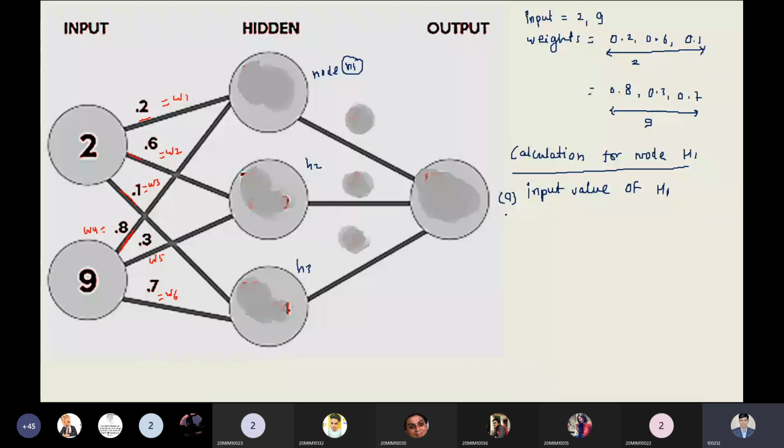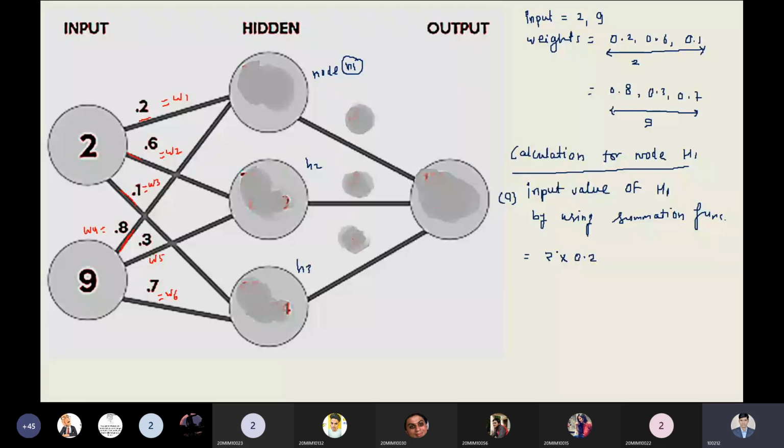Can anyone tell me right now how to calculate the input value of H1? So W1 into X1 and W2 into X2. Definitely, with the help of the summation function we can do it. I can write over here by using the summation function, yes, of course we can. So we can do the simple calculation like this: 2 into 0.2, can we write? Yes, sir.